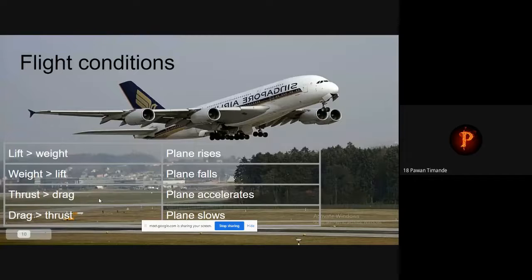And if the thrust is greater than drag, then the plane accelerates. And this is the condition we need for initiating the flight action. And when drag is greater than thrust, then the plane slows down, which is required for the landing. So all these forces are needed for the aeroplane to stay in the sky.